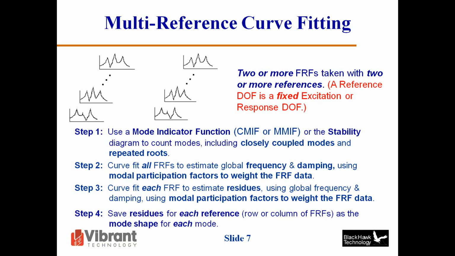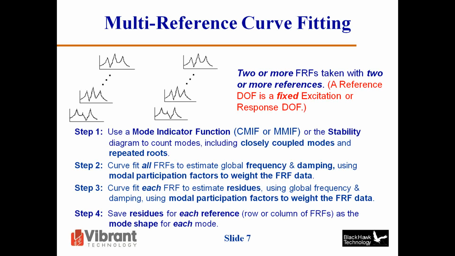First thing we do is we put up a mode indicator function, and we have 2 kinds in MEscope. We'll look at those in a minute. One called CMIF, the other called MMIF. And then we can either count peaks on those functions or we can use the stability diagram. But those indicators are specifically designed to show us when we have closely coupled modes or repeated roots. So we'll look at that.